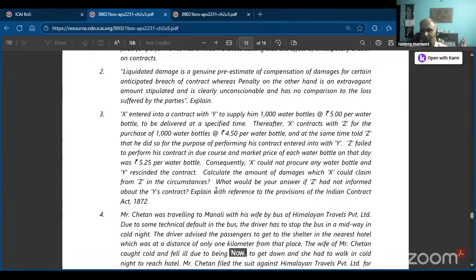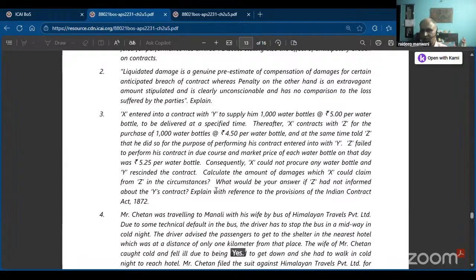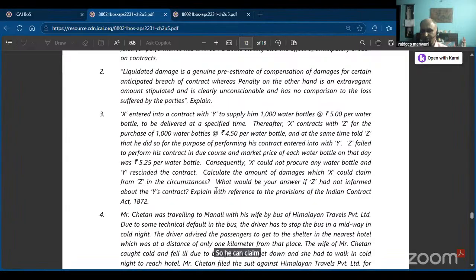Now, this is nothing but special damages. Remember, ordinary damages, special damages. When you have already informed the party the amount of loss which you will suffer by the non-performance of the contract, you can claim that amount from the supplier. So here he's already told Z, I'm going to supply at 5 rupees. So how much loss is he going to suffer per bottle? 0.5, or 50 paisa. So for 1,000 bottles, how much loss will he suffer? 0.5 into 1,000, that is 500 rupees. So he can claim compensation of 500 rupees from Z.